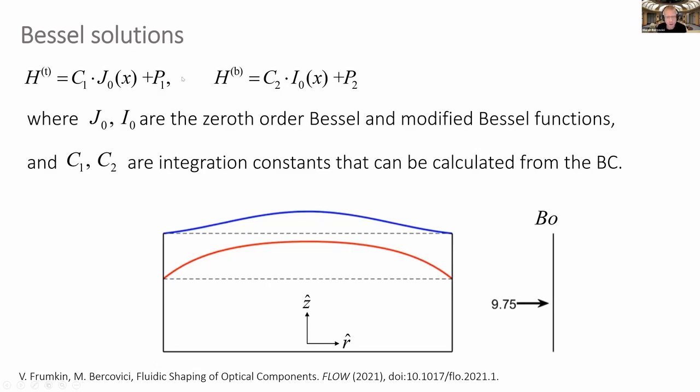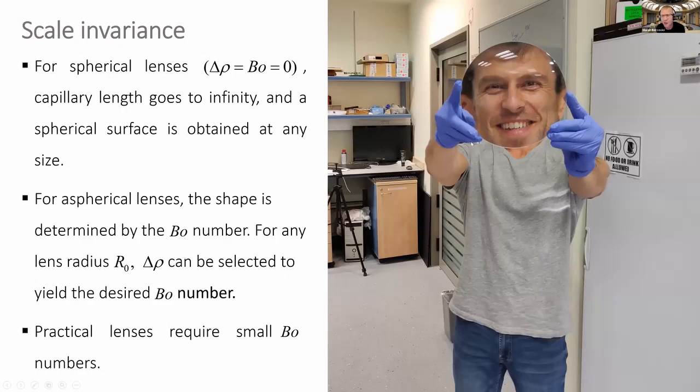One more very important point is that when we're in neutral buoyancy, as I mentioned, the capillary length goes to infinity. And when the capillary length goes to infinity, scale basically disappears from the solution to the problem. So the solution is scale invariant, meaning we should be able to create lenses of any size. This is the largest one we created in the lab. This is a 200 millimeter telescope lens.